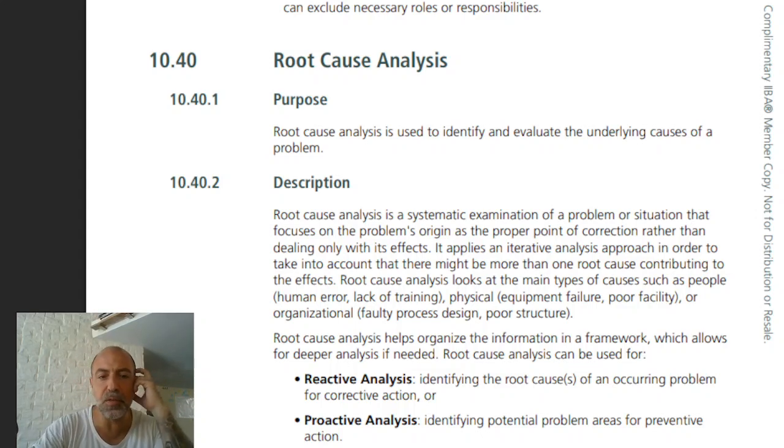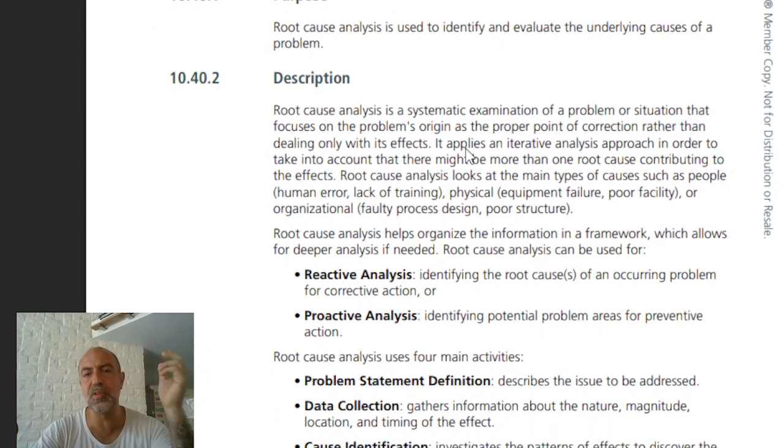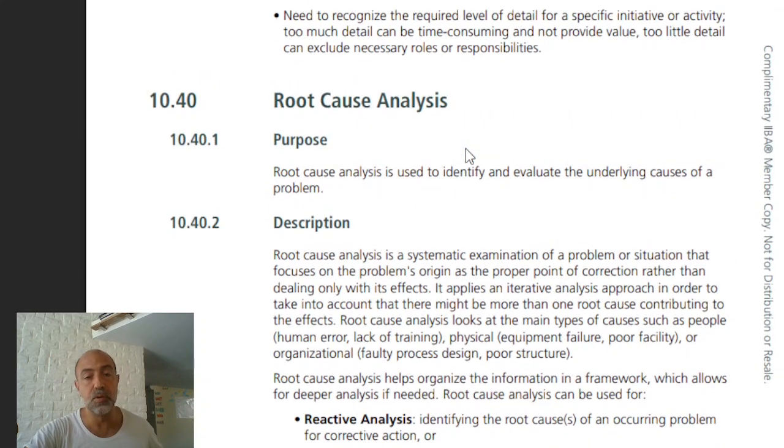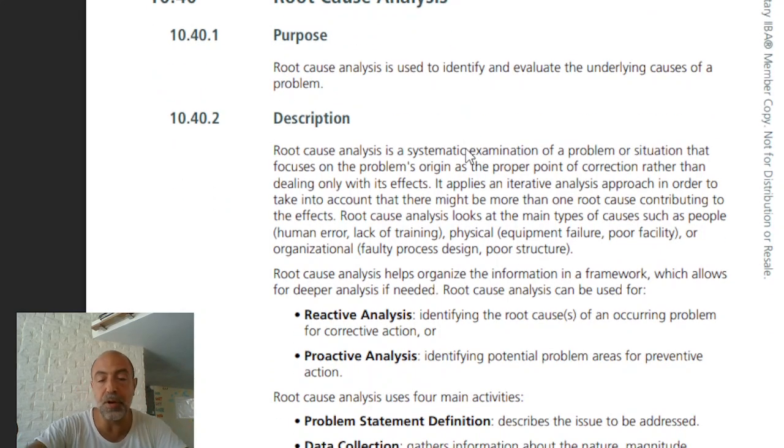Root cause analysis. Why the fuck not? Let's go for it. What's the purpose? It's used to identify and evaluate underlying causes of a problem. I think this deserves the most attention out of everything. Most of the time, we rush to solve a problem without truly understanding it. So root cause analysis is kind of like the initialization. Start here and then we move forward.